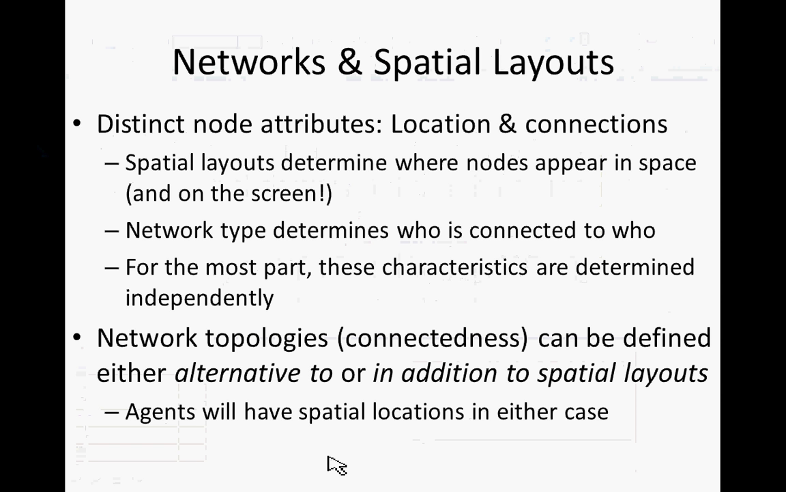Spatial layouts determine where nodes appear in space, but also the logical position of them, as Robin was asking about earlier. A network type determines who is connected with whom. And for the most part, these characteristics are determined independently. Network topologies can be defined either alternative to or in addition to spatial layout.